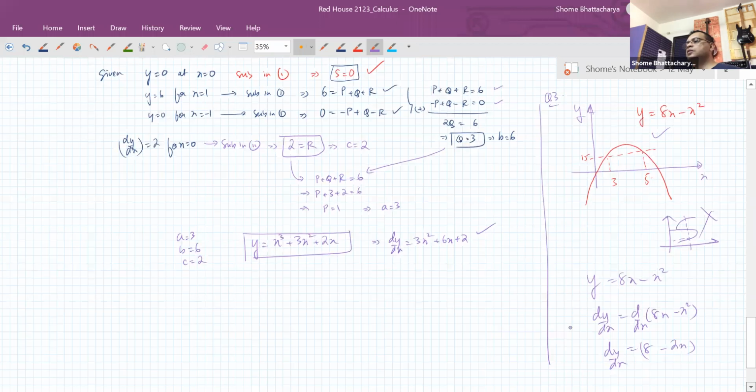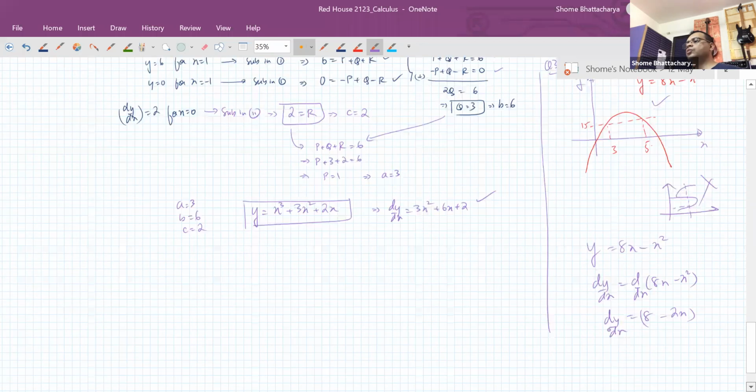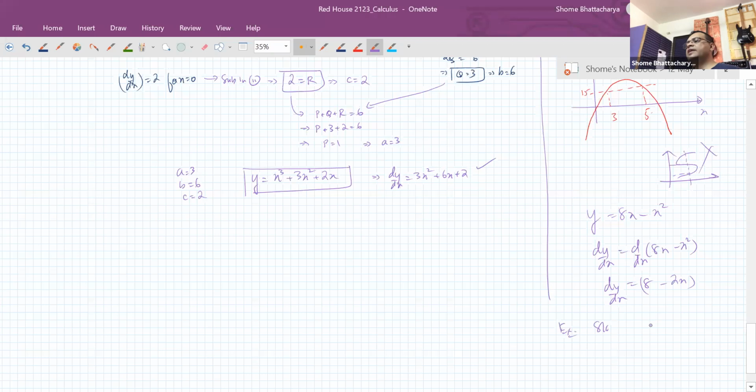So for example, if I want to find the slope of the tangent at x equal to 3, that is nothing but the value of dy by dx at x equal to 3. So that is 8 minus 2 into 3, so that is plus 2. This is the slope of the tangent at the point x equal to 3.